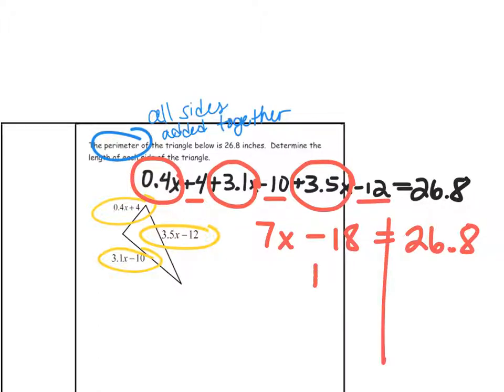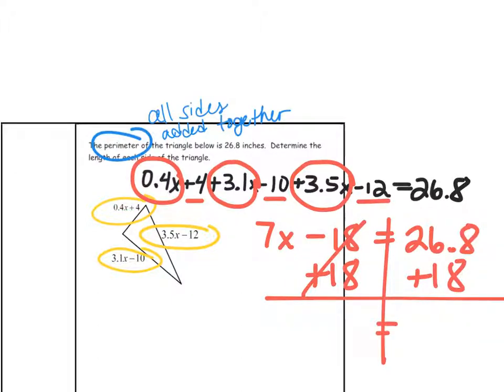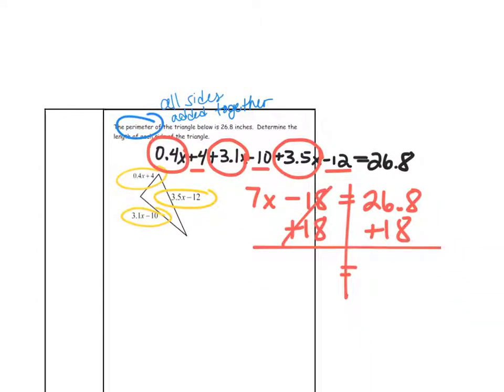We're going to add 18 to both sides. 44.8. Okay. Bring down 7x. And to get rid of your multiplication by 7, you have to divide.